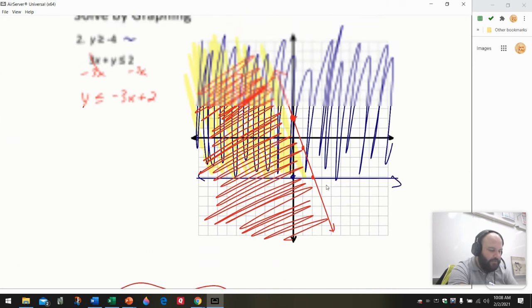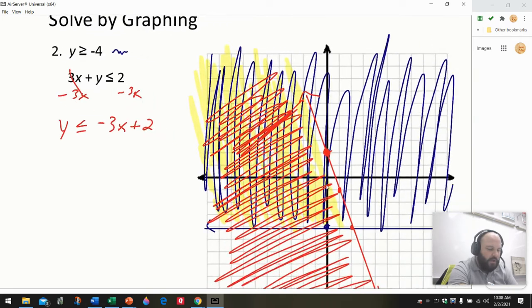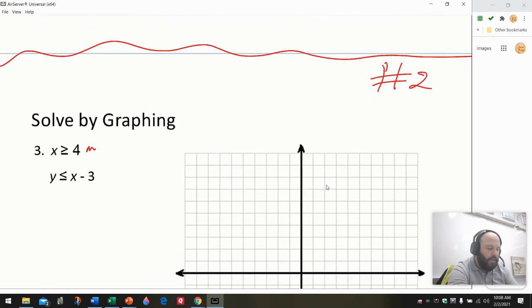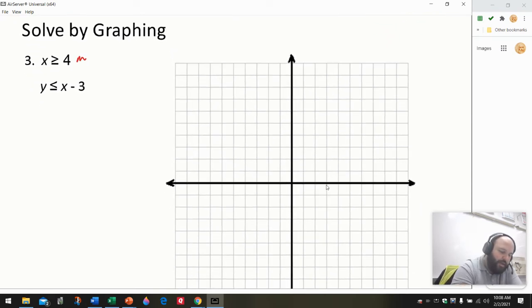So if you recall in the last one, we had y is greater than or equal to negative 4. And that resulted in a horizontal line. And you can see that blue line down at the bottom. So when it's just y, it's going to be a horizontal line. When it's just x, it's going to be a vertical line. So this says x is greater than or equal to 4. It is a greater than or equal to, so that means it is a solid line through 4. So if I put a dot right on 4 on the x-axis, I can just go ahead and write a solid line through there.